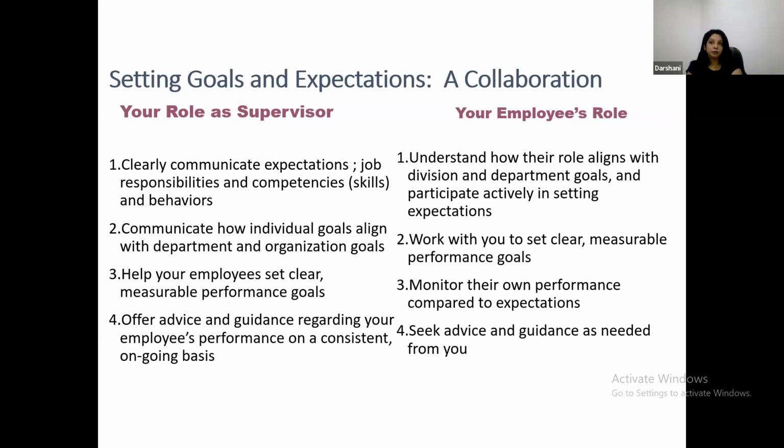And it is a role: you need to coach them. You need to guide them on how to set clear, measurable goals and offer advice and guidance regarding your employees' performance on a consistent, ongoing basis. This is very, very important, as I told you. You may be doing this performance evaluation annually or biannually, but the feedback should be given on an ongoing basis.